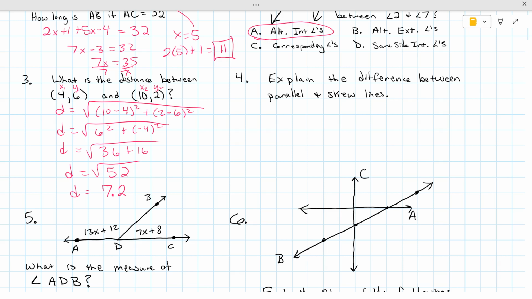Distance formula is going to stay on the board.